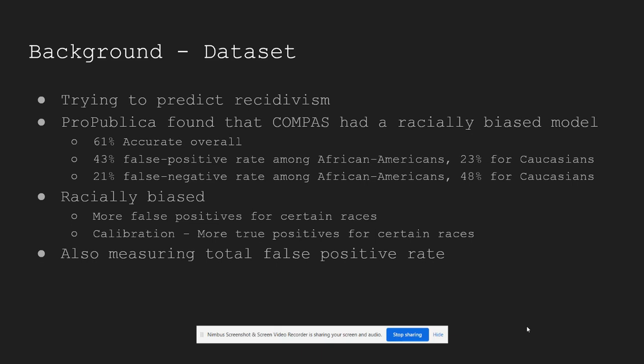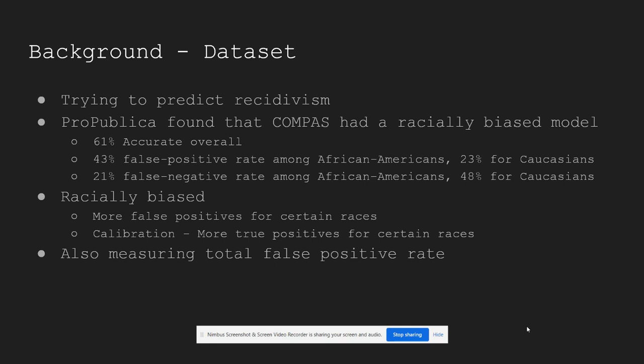bail or parole. An organization called Northpointe created a test called COMPAS, which was meant to predict whether a person would recidivate. Another organization called ProPublica found that COMPAS's test had a racial bias. When we say a test was racially biased, we mean that it had a significantly greater rate of false positives for some races compared to others, a much higher rate of false positives among black people than white people.